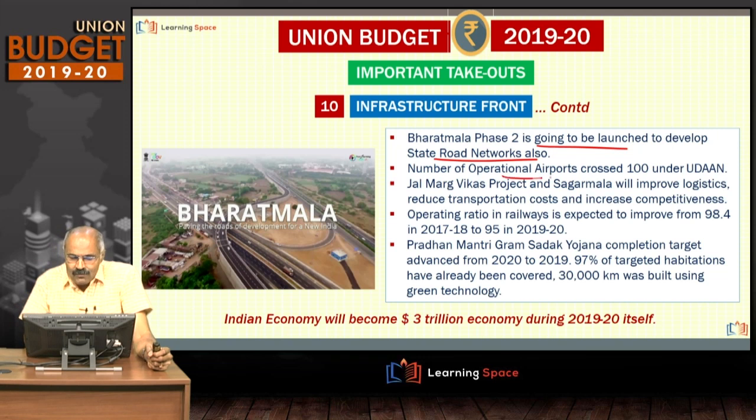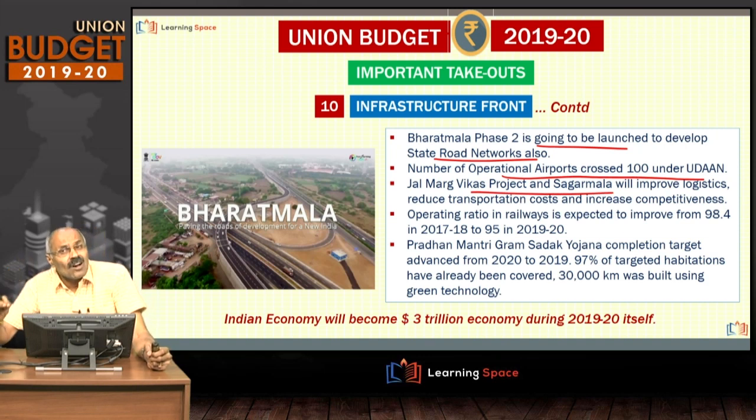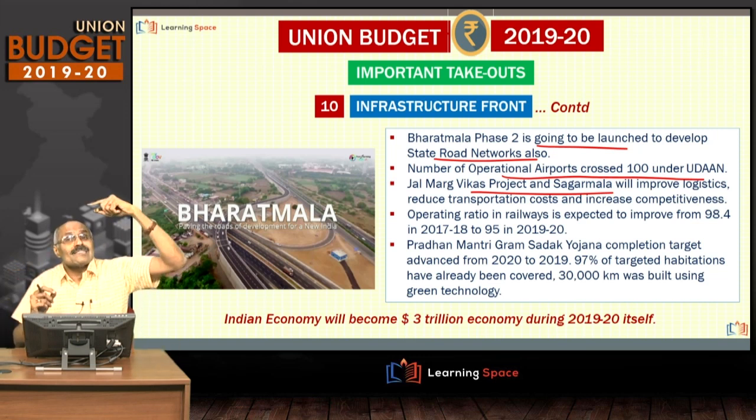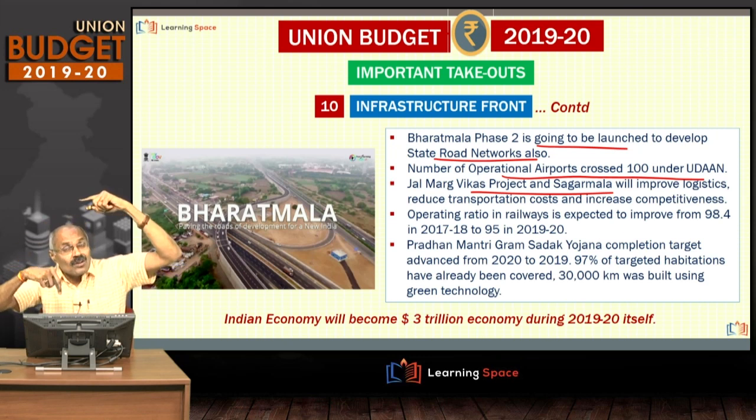Then the number of operational airports under Udan crossed 100. Jalmarg Vikas and Sagarmala will reduce the logistics and transportation costs. The operating ratio in railways improved. That means previously to earn 100 rupees, you were spending 98 rupees, but now to earn 100 rupees, you are spending 95 rupees. So the operating ratio improved.